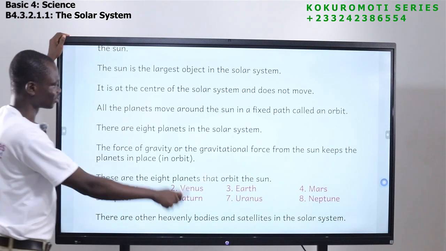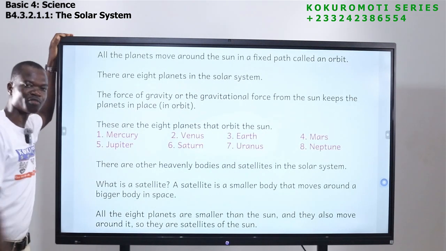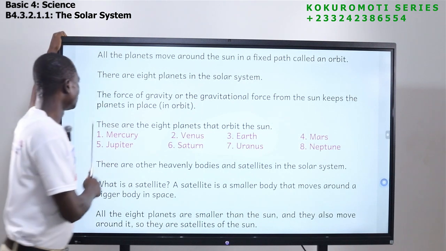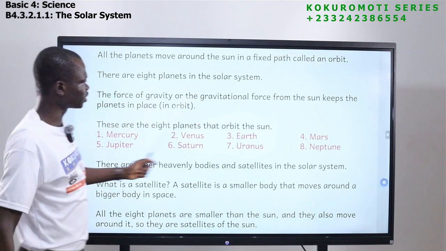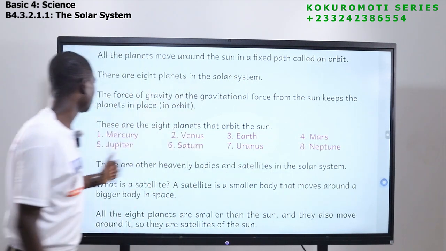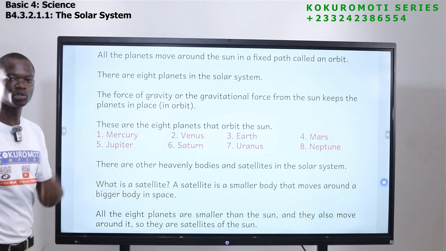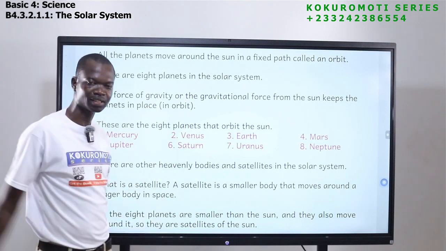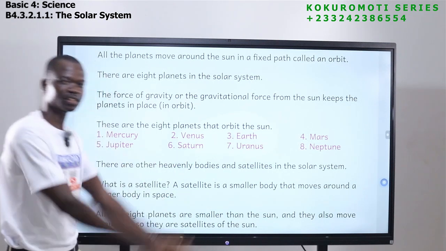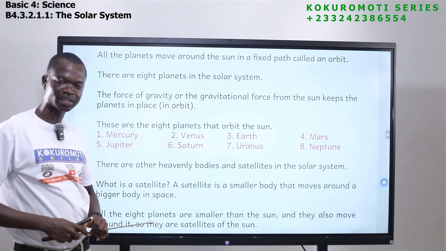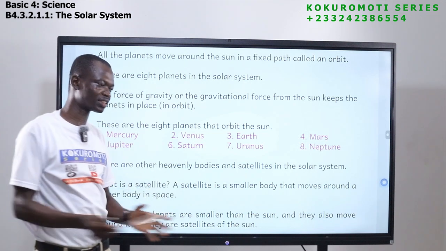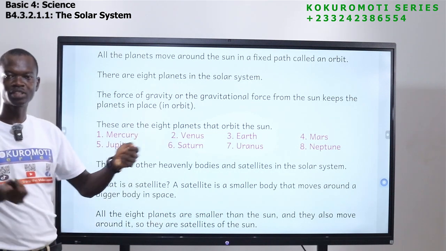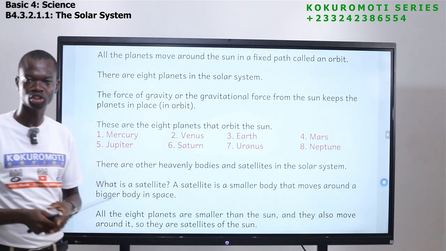There are 8 planets in the solar system. So if I asked you the number of planets that we have in the solar system, we have 8 planets. The force of gravity, or the gravitational force from the sun, keeps the planets in place, in orbits. So all the planets move along their orbits. They don't move from their orbit to another orbit. They don't come together, they don't crash, they don't collide. It's because of the gravitational force from the sun. It pulls them and makes sure they are always in their position.